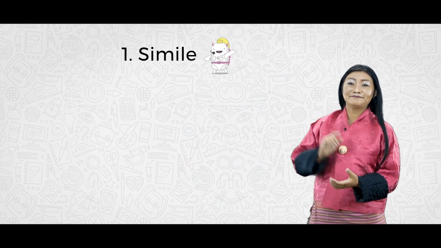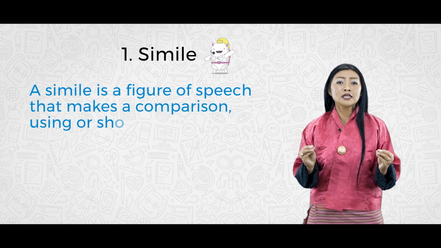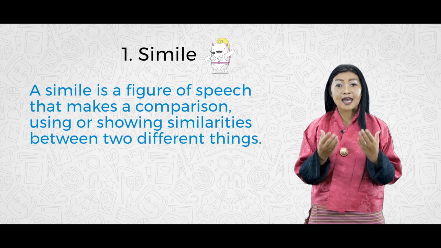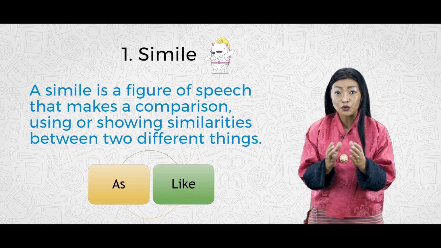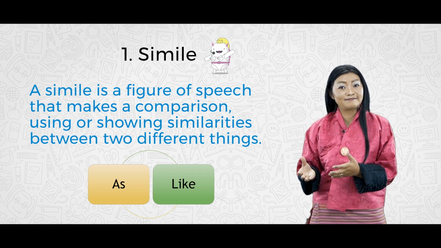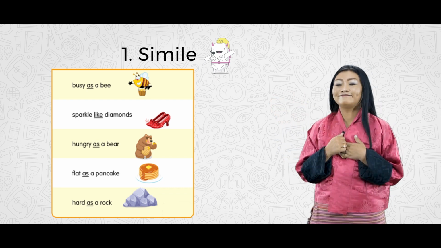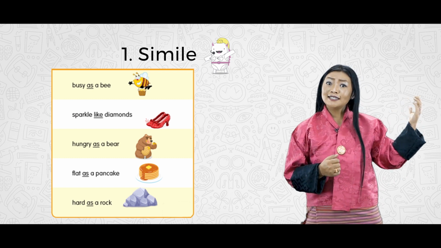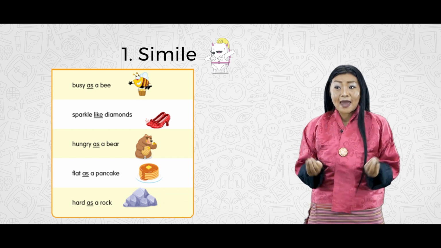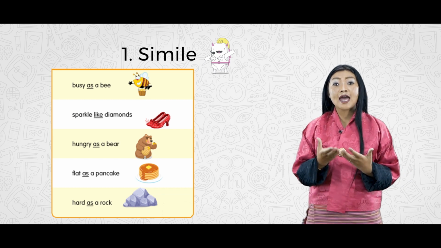First we have simile. A simile is a figure of speech that makes a comparison using or showing similarities between 2 different things. And we will be using as or like. Compare 2 things using as or like, or bring the similarities using as or like. So examples are here for simile. I am as busy as a bee. Sparkles like a diamond. Hungry as a bear. Flat as a pancake. Hard as a rock. So see, I am comparing things using as or like.